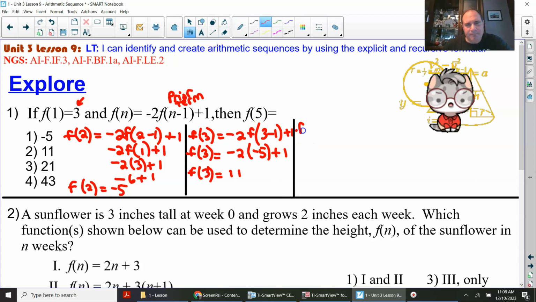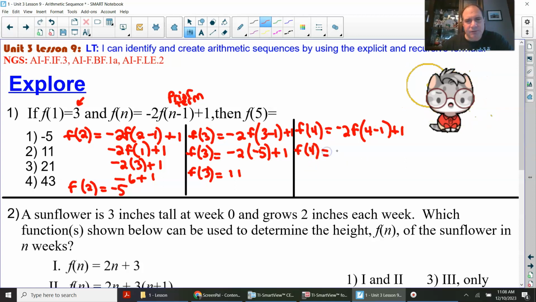F of 4 equals negative 2 times f of n minus 1, which is 4 minus 1. That's the prior term, plus 1. So f of 4 equals negative 2 times f of 3. F of 3 is 11, plus 1. F of 4 equals negative 22 plus 1, negative 21.